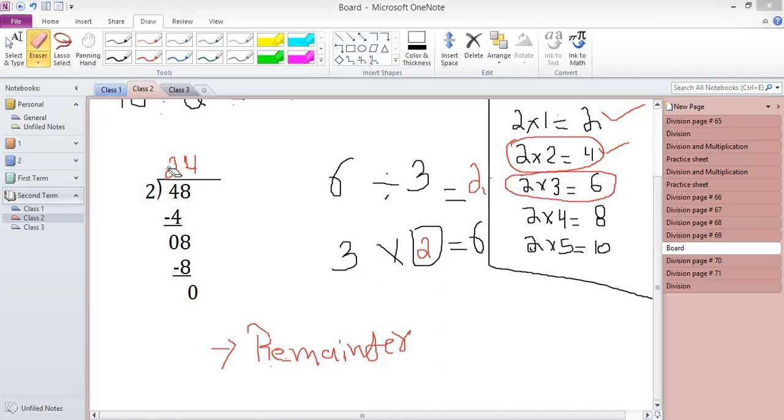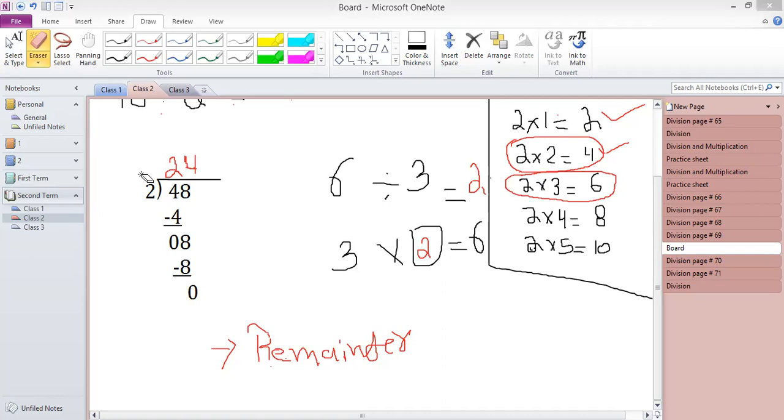Then multiply this 2, the answer, with the divisor 2 to get 4, and write it exactly below the number which you are dividing, 4. Then take the difference, subtract it, 4 minus 4 is 0. Once you finish 4, then do this for 8 also.